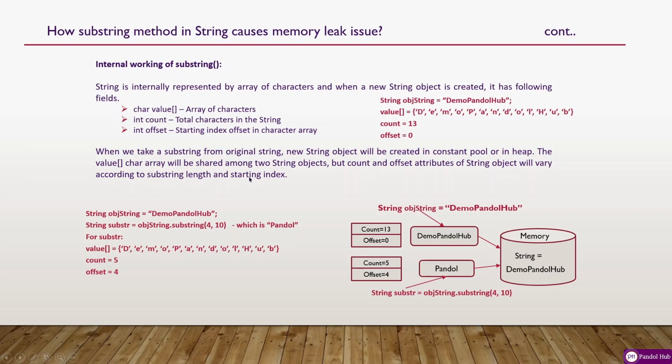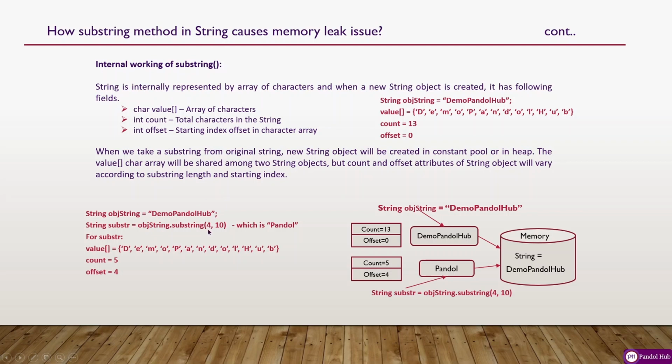So what this says is, when we create a new string object, it will be created in the constant pool or in the heap. If it's a string, it creates an object in the string pool. If it's a StringBuilder or a StringBuffer, it creates it in the heap. Since we are dealing with a string, it is going to create an object in the pool. Since we have the value demo pandol hub assigned to this string object, an object is created with demo pandol hub in the string pool of the memory. Now let's assume that we are going to get a substring from the source string object.